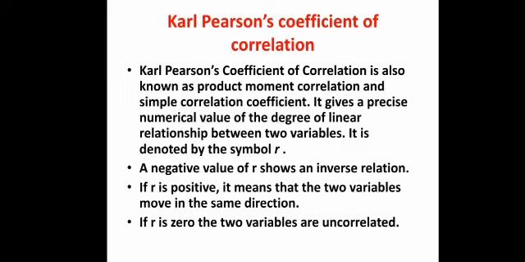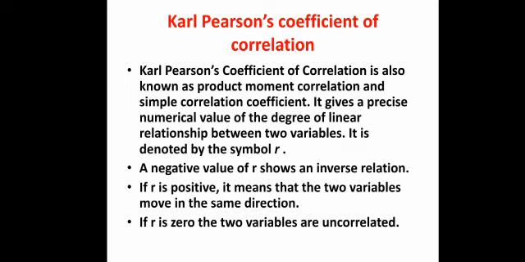When r is -1, there is a negative perfect correlation between the variables. When r is 1, there is a positive perfect correlation between the variables. When r is positive 0.2, there is a very poor positive correlation. When r is positive 0.9, there is a very high positive correlation.